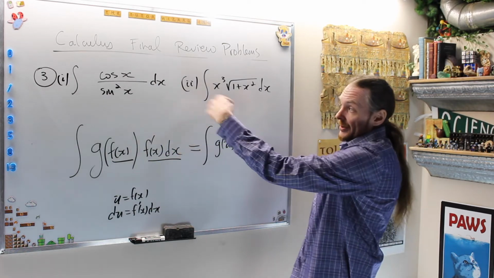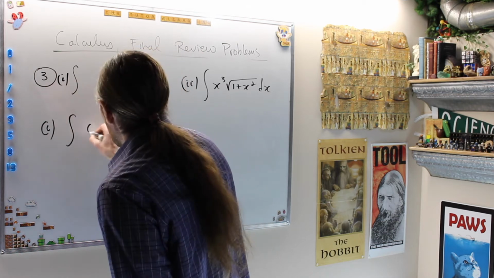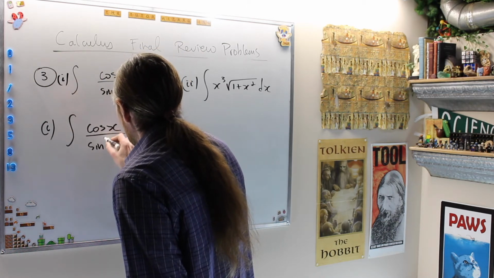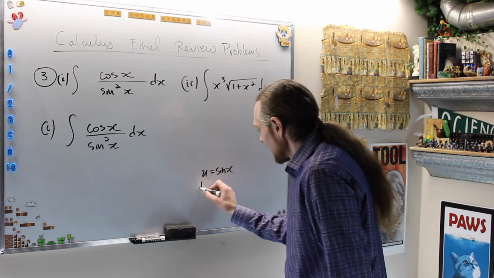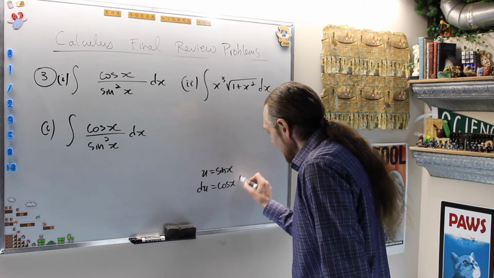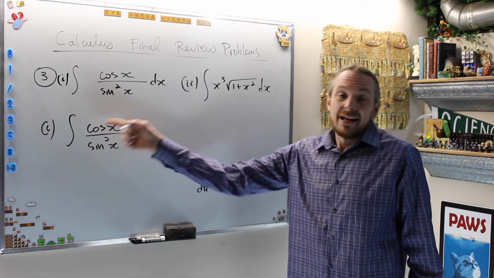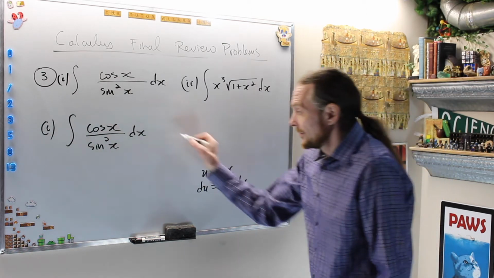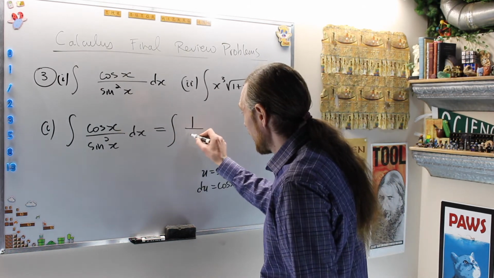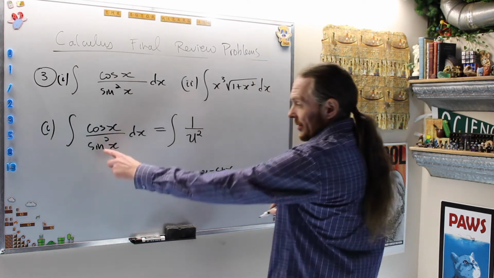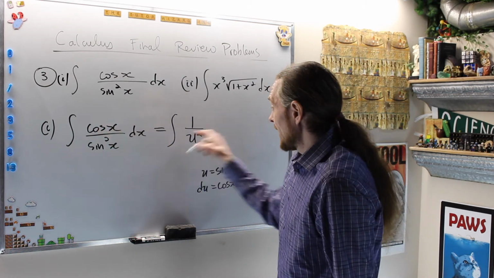Let's use this machinery on these two guys. The first: the integral of cos x over sine squared x dx. What I see is if I let u equal sine x, then I have the derivative cos x dx. That's exactly what I want to see. Who's the g function? 1 over x squared. This tells me that using this substitution, this equals the integral of 1 over u squared, where u is sine x, times cos x dx.